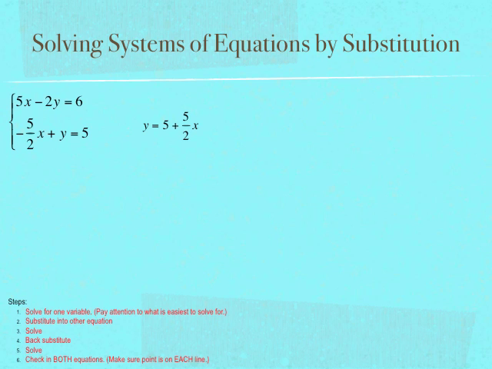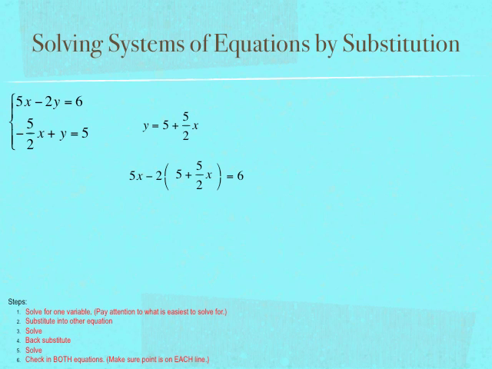Okay, I've got one variable by itself. What do I do next? Okay, I look at the other equation. So since I solved for y in the second equation, I'm now going to rewrite the first equation. Since I got y by itself, I'm going to leave a space for y. So I have 5x minus 2 space equals 6. And since y equals 5 plus 5/2 x, that drops right in there.